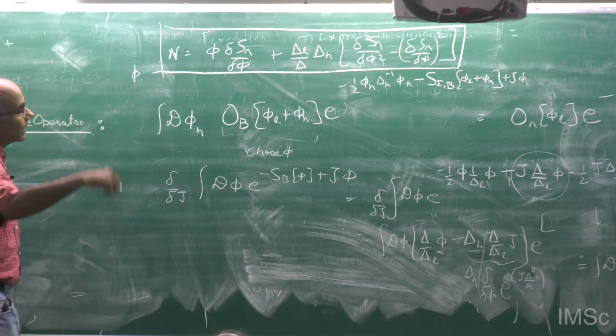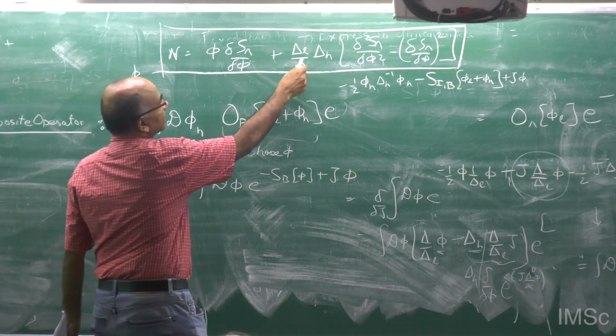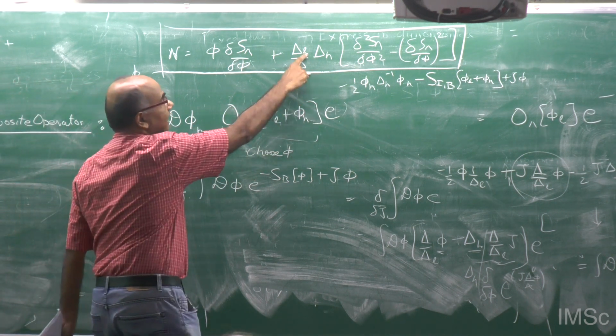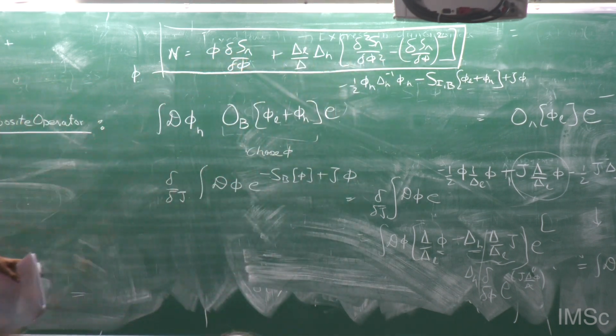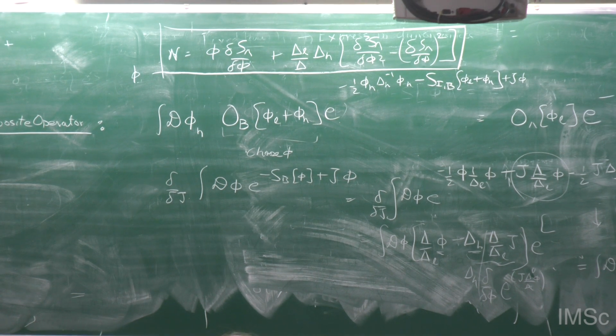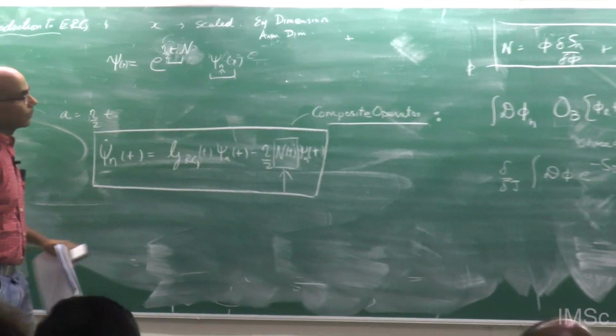Notice that when you go to very high energies, this term drops out because of the delta L. So this goes away and it reduces to that. So your fixed point equation is this, where n is all that.